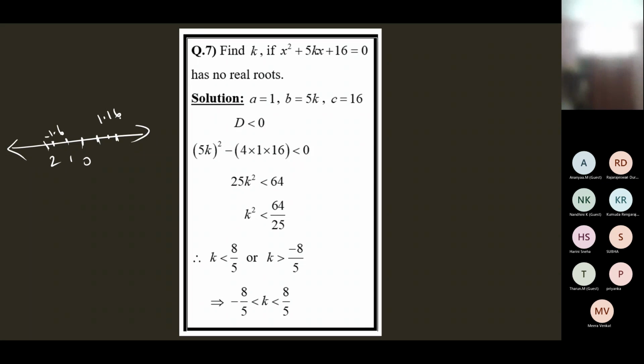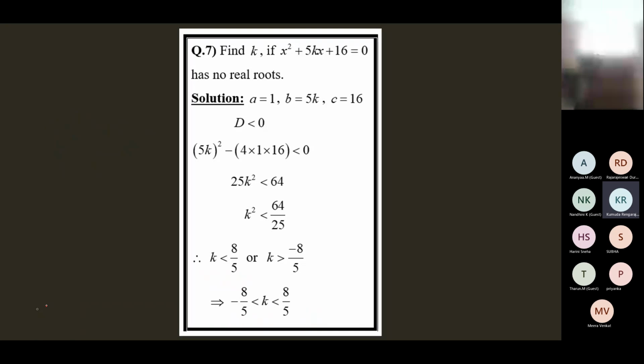That positive 1.6. Now K is less than, you can see this here, the first one. You can see here that K is less than 8 by 5. The value of K is less than 8 by 5 or 1.6. Less than 1.6 meaning in this direction. And K is greater than minus 1.6. So minus 1.6, minus 1.7, minus 1.8, they're all small. K is greater than all of that. So that means the values of K will be in this direction. So basically K lies in this range. So that's how we express that. K lies between minus 8 by 5 and plus 8 by 5.